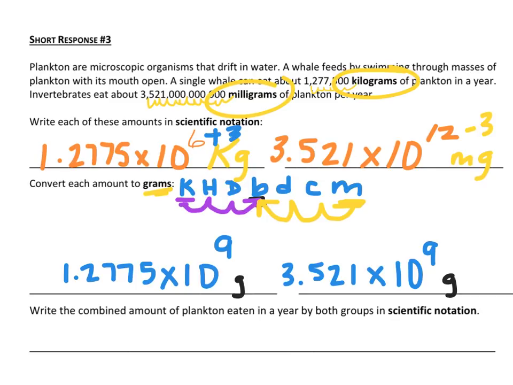The final question says, write the combined amount of plankton eaten each year by both groups in scientific notation. That means we're going to take these two amounts and add them together. Now they both have the same power of 10, so I can just add the coefficients and keep 10 to the 9th power, or use your calculator. So my final answer when I add them together is 4.7985 times 10 to the 9th power. That is the total amount of plankton in grams eaten by both groups each year.